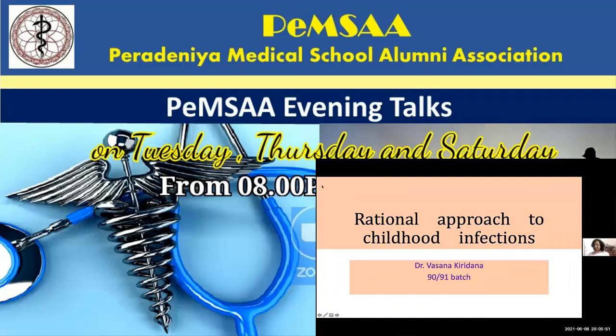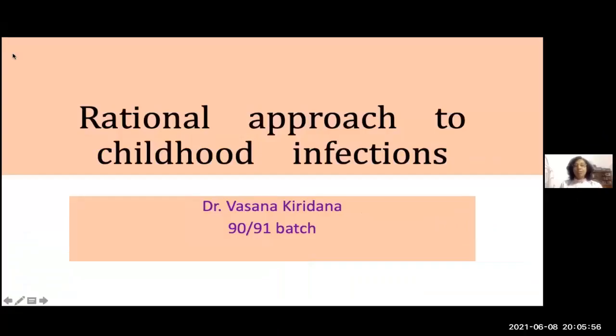All right. Okay, right. So this is our topic today, rational approach to childhood infections. Please remember that this is not a lecture on any particular infection. I will basically take you through various clinical scenarios, talking about the symptoms and signs, and discussing how utilizing the clinical spectrum of manifestation of a disease condition will help you to arrive at a reasonable clinical judgment.